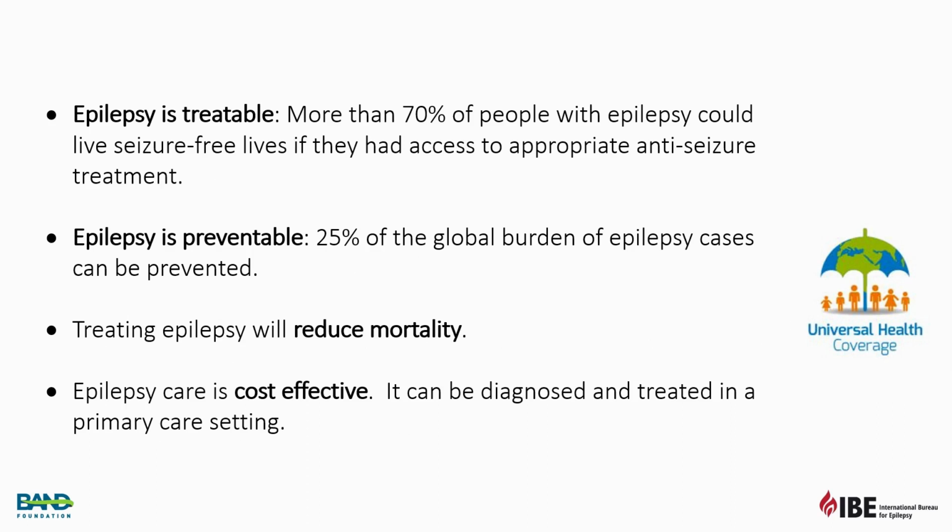Epilepsy could be a big win for policymakers because when they put programs in place to help people with epilepsy, they can achieve UHC. This is because epilepsy is treatable. More than 70% of people with epilepsy could live seizure-free lives if they had access to appropriate anti-seizure treatment. Epilepsy is also preventable. 25% of the global burden of epilepsy cases can be prevented. Treating epilepsy will reduce mortality. And epilepsy care is cost-effective. It can be diagnosed and treated in a primary care setting.